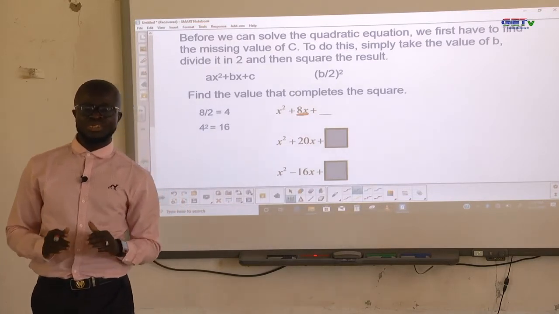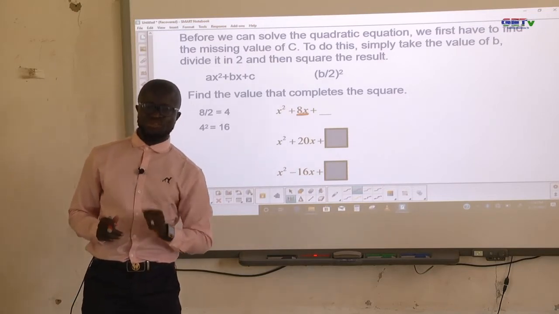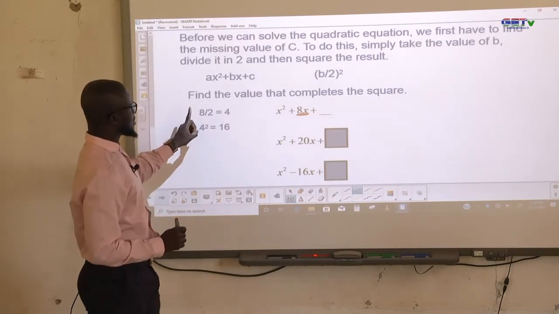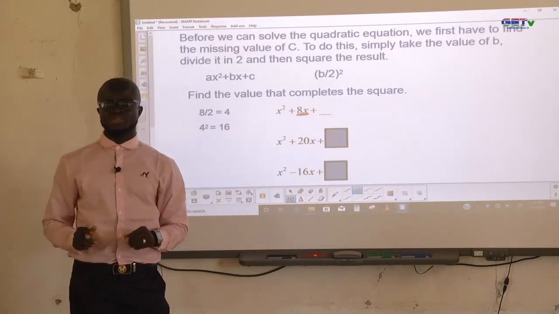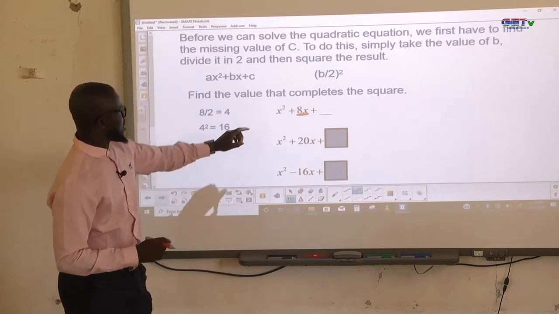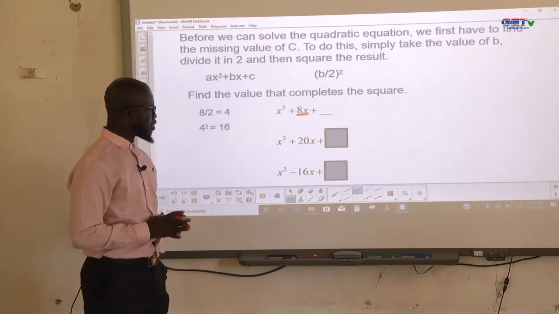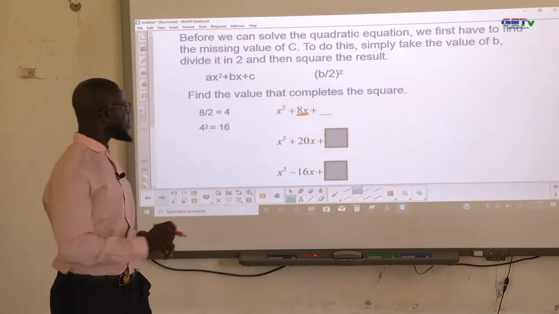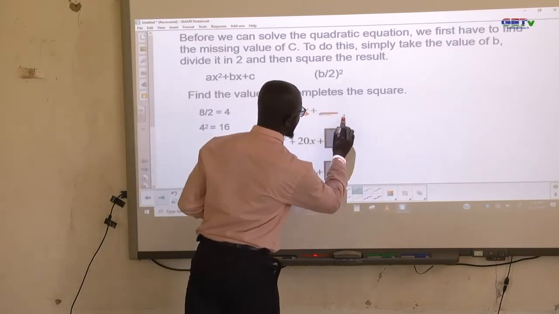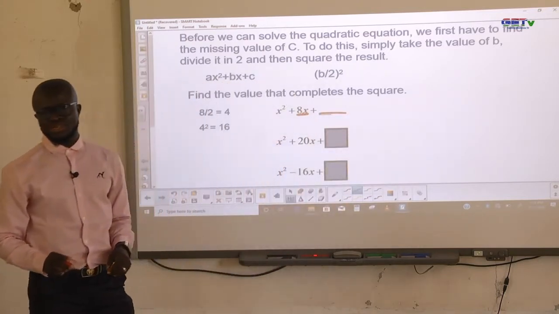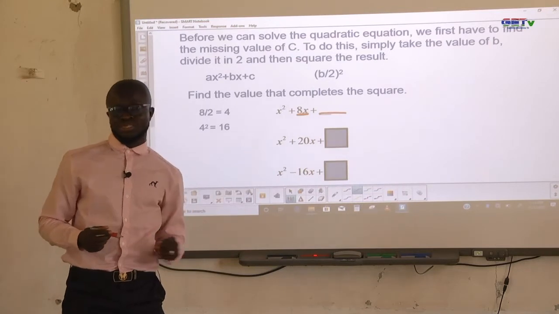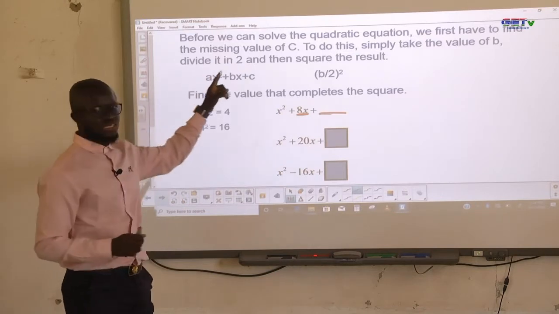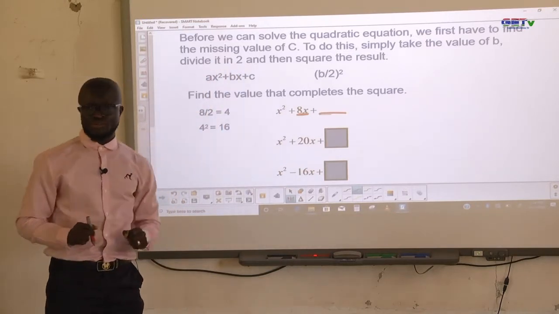Please, we are going to take it step by step, and I'm expecting you to follow the steps gradually as I do the presentation. The question reads, find a value that completes the square. The first question is x squared plus 8x plus dash. Now, the dash here is an empty space that you and I are supposed to complete. How do we complete this? Remember, the steps are already given on the blackboard.